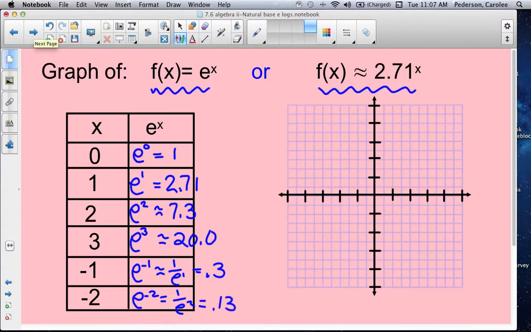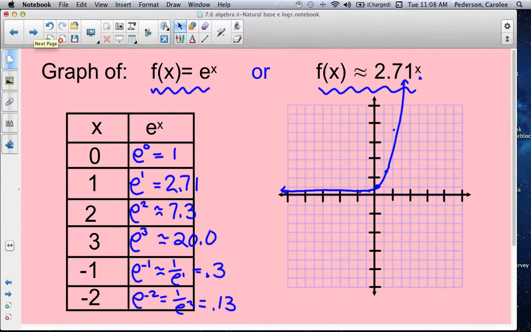So if we graph this over to the right, the first ordered pair is over 0, up 1. The next ordered pair is over 1, up 2.71. The next one is over 2, up 7.3. And then over 3, we are off the charts. And then if we go to the left, negative 1, up a very small amount, negative 2, up a very small amount. What happens to the graph looks like this. This is the parent function for e to the x.